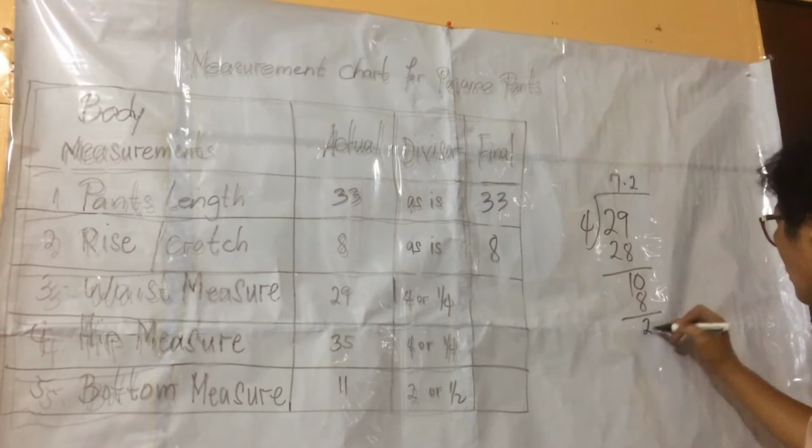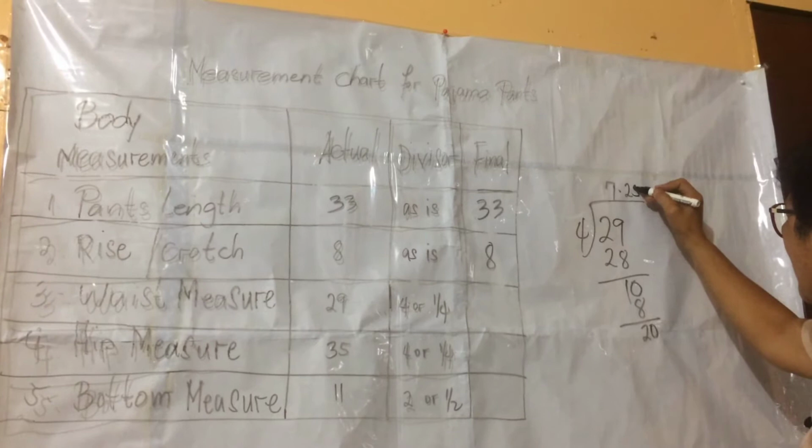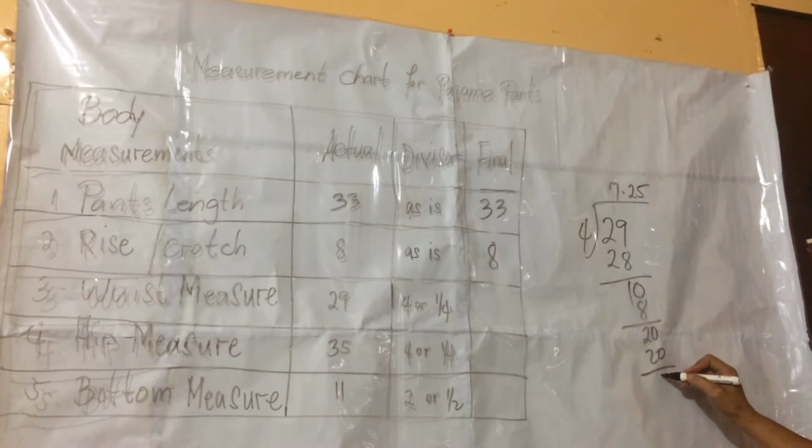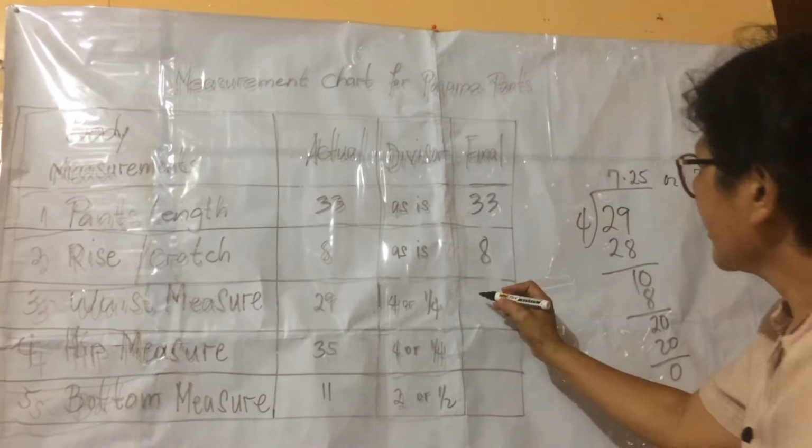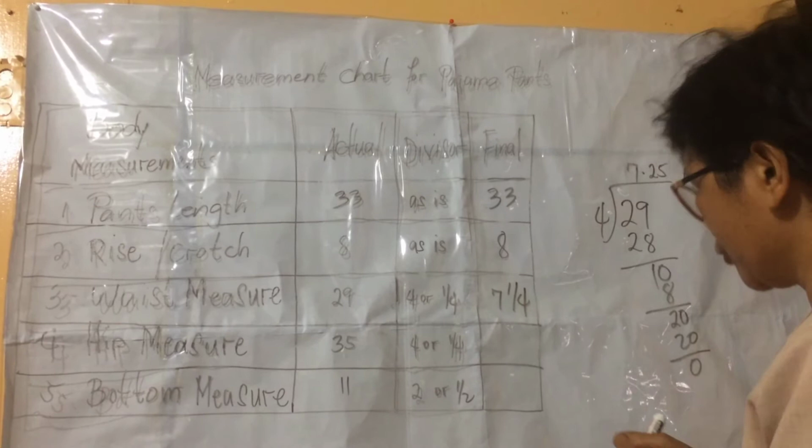20 divided by 4 is 5. 5 times 4 is 20. 20 minus 20 is 0. The answer is 7.25 or 7 and 1/4. 7 and 1/4 is the waist measure.